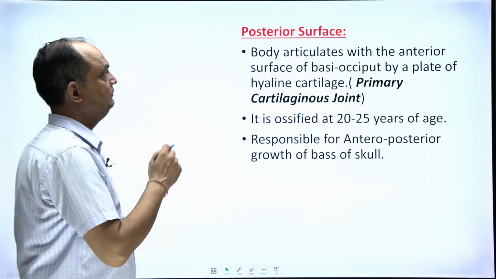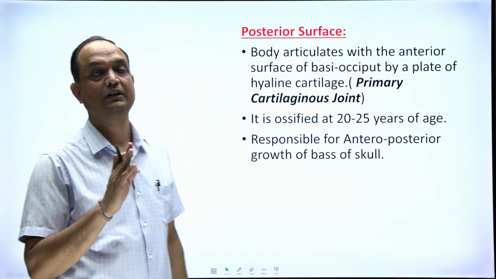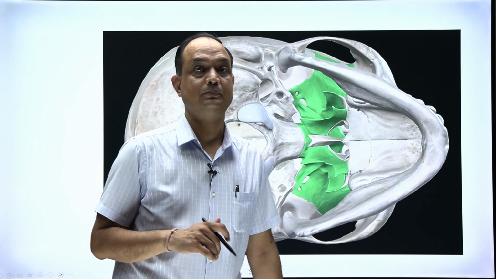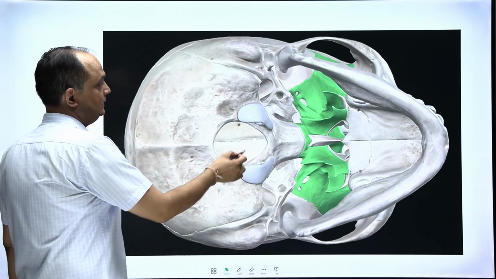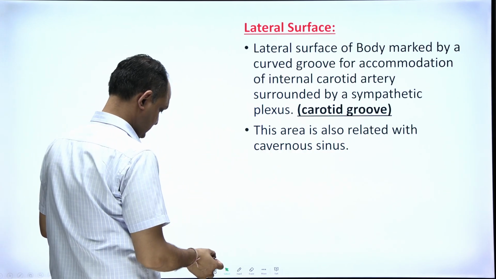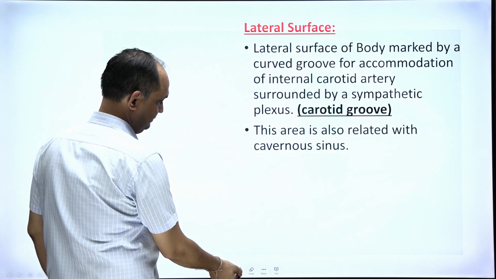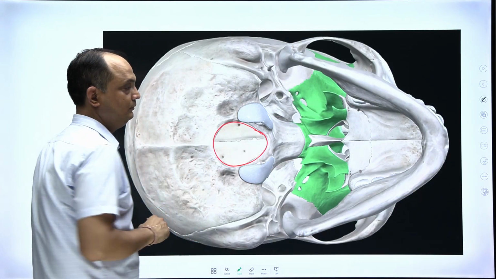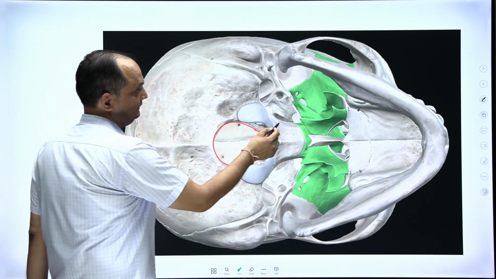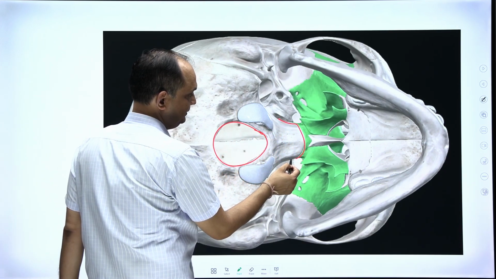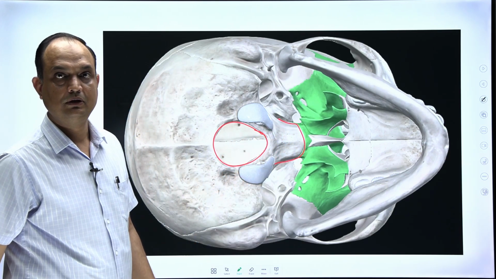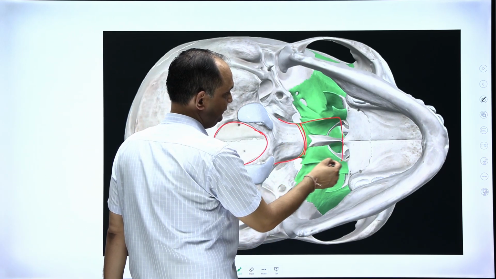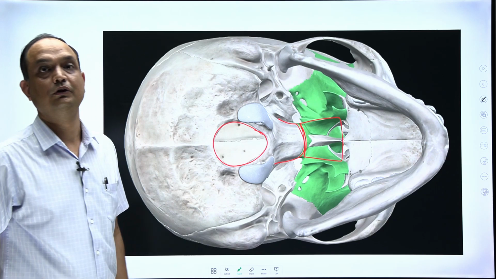Now dear students, when you see the posterior surface of the sphenoid bone, this surface faces towards the occipital bone. Here you can see the foramen magnum. Clear? It is a big foramen in the occipital bone. This is the anterior end of the occipital bone, known as the basi occiput, and it makes a joint with this posterior surface of the body of the sphenoid bone.